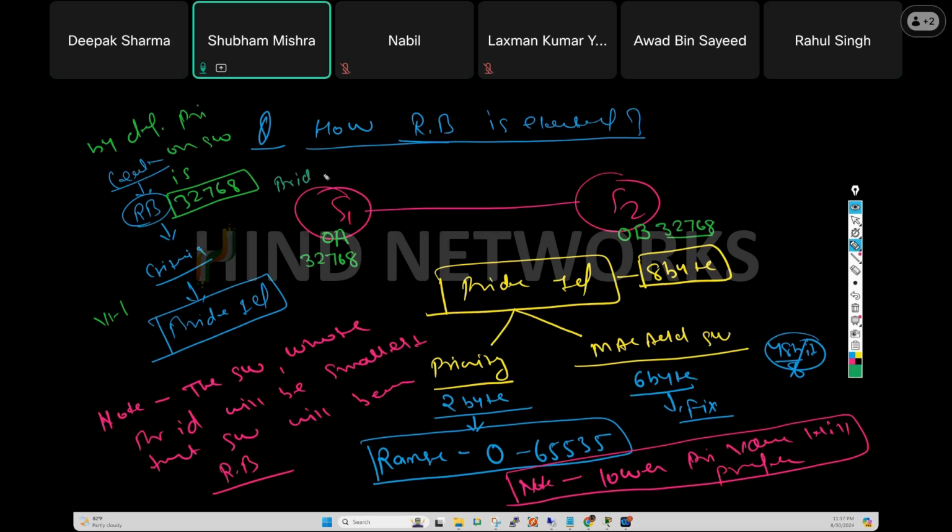Bridge ID of switch 1. Bridge ID is made up of priority plus MAC address. So its priority is 32768 plus 0A. This is the bridge ID of switch number 1. Yes or no? Now, what is the bridge ID of switch number 2? 32768 plus 0B. So this is the bridge ID of switch 2 and this is the bridge ID of switch 1.